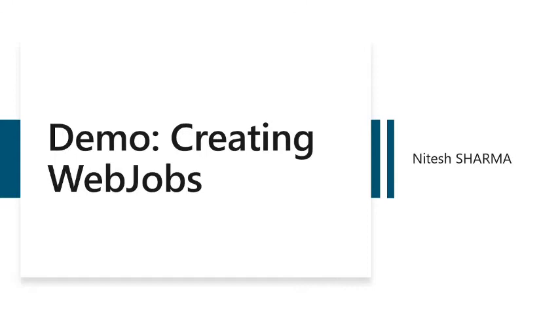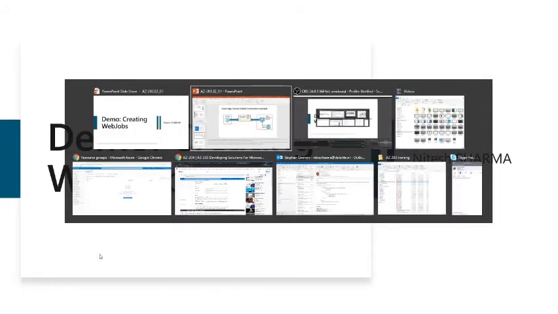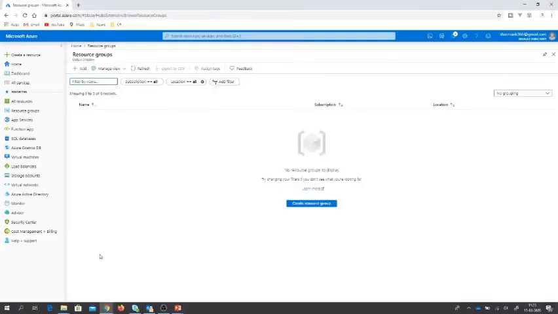Let's do a demo where we will create a continuous web job that is scaled to multiple instances of our web app, and will also create a manually triggered web job. So I am in my resource.